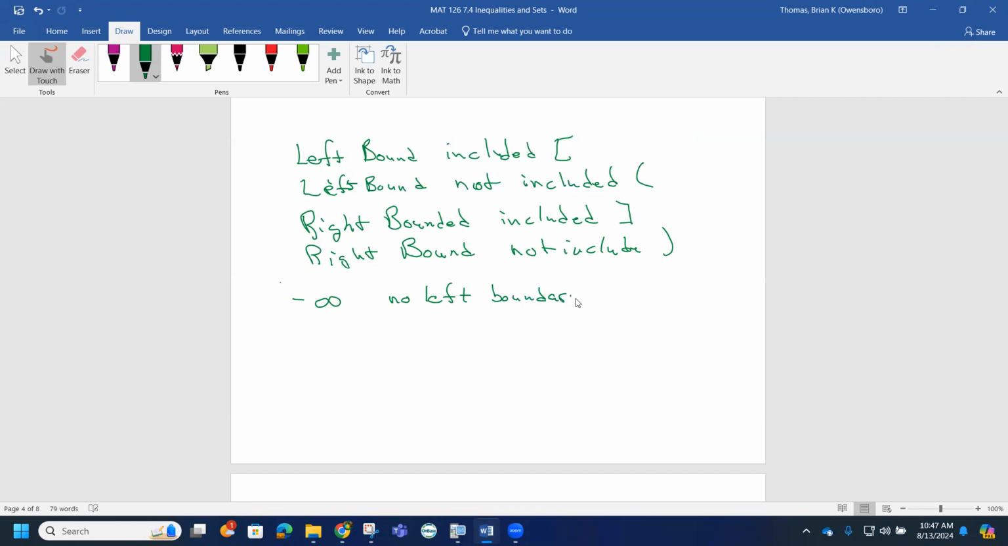And also, this is open, so we have to use a parenthesis for that. So parenthesis means there is no ending. Now, positive infinity means there is no right boundary. And that's also open, and we'd be using what we call a closed parenthesis, I should say, since it's on the right side. So parentheses mean do not include. There's no ending, if you will.